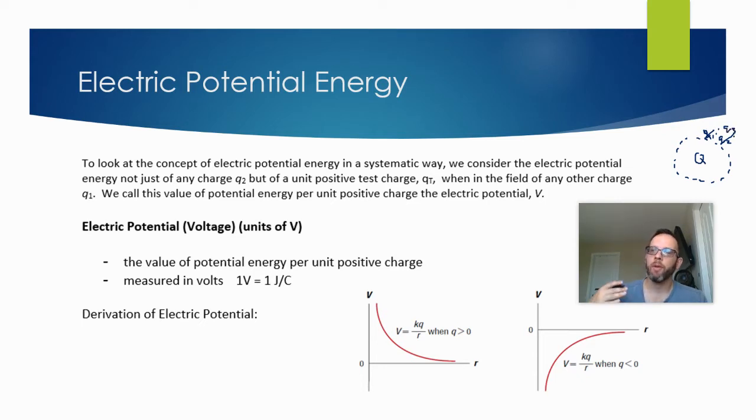So instead of having to do the potential energy for all these different cases, there's this concept where we just look at the potential energy per unit of charge. And this is called electric potential. So it's electric potential energy divided by per unit of positive charge. So the derivation looks like this. So it's very similar to electric potential energy.